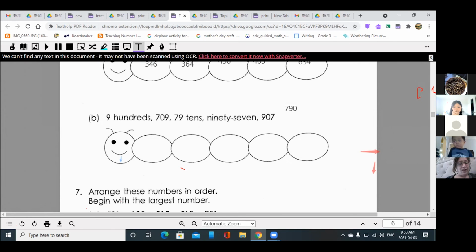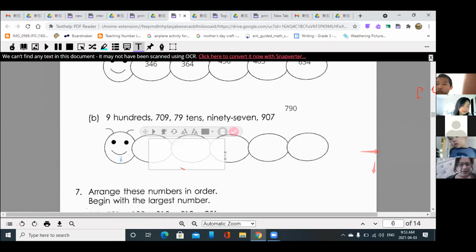So is 900 the smallest? Nope. Is 709 the smallest? Nope, not yet. Is 79 tens, which is 790, the smallest? Nope. What about 97, Leah? Do you think that's the smallest? I think so too. I agree with you. So let's put 97. Okay, look at that. The typewriter.